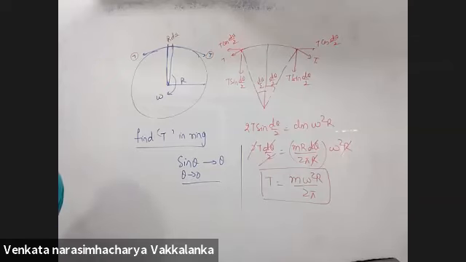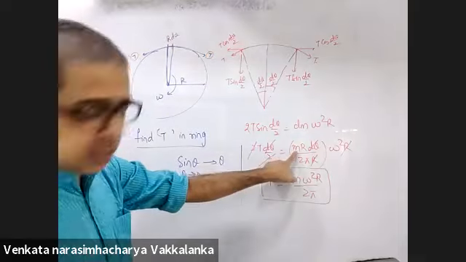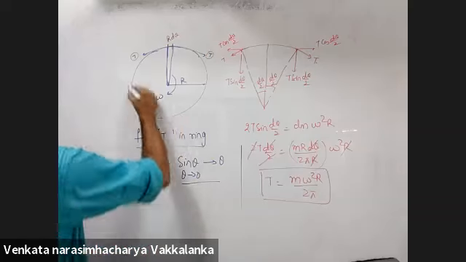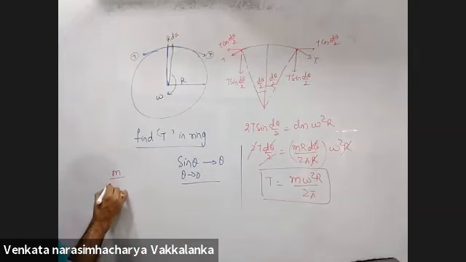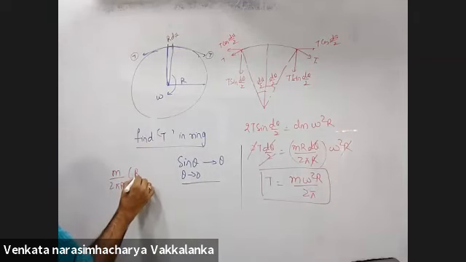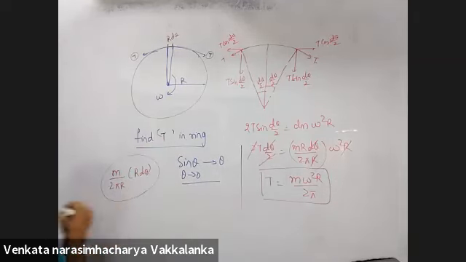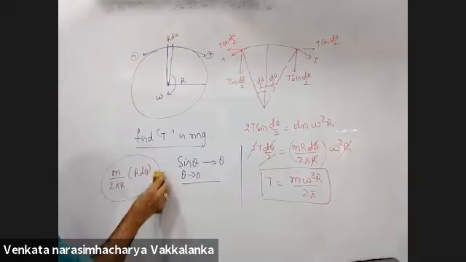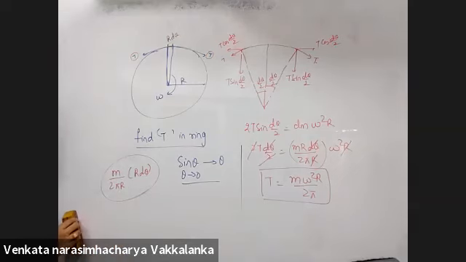Sir, can you explain this M r d theta by 2 pi r? Unitary method, mass per unit length. What is the total mass of the ring? M. Length of the ring 2 pi r. What is the length of the small element? r d theta. Okay, sir. Thank you.